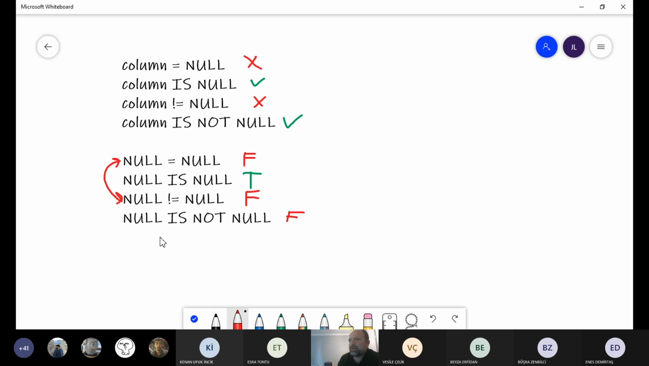All right, because unknown is unknown. Unknown is not unknown. Cool. Unknown is not known. We don't know what the value is. It is unknown. So this is the true right here.